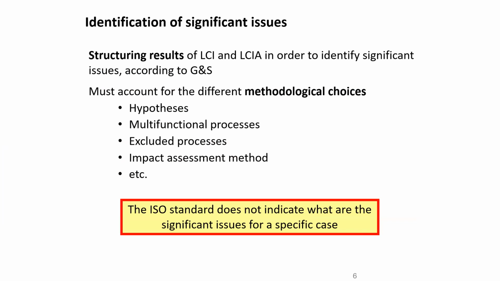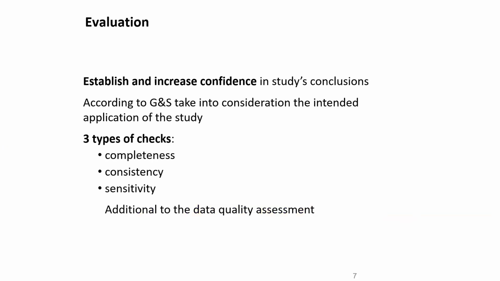In terms of the issues we look at, based on your goal and scope, you are structuring the results of the life cycle inventory and life cycle impact assessment in order to identify significant issues: the hypotheses you have taken, how you are taking care of multifunctional processes, which processes you are excluding, and which impact assessment method you have used. The ISO standard does not indicate the significant issues for a specific case, but it gives you an idea.